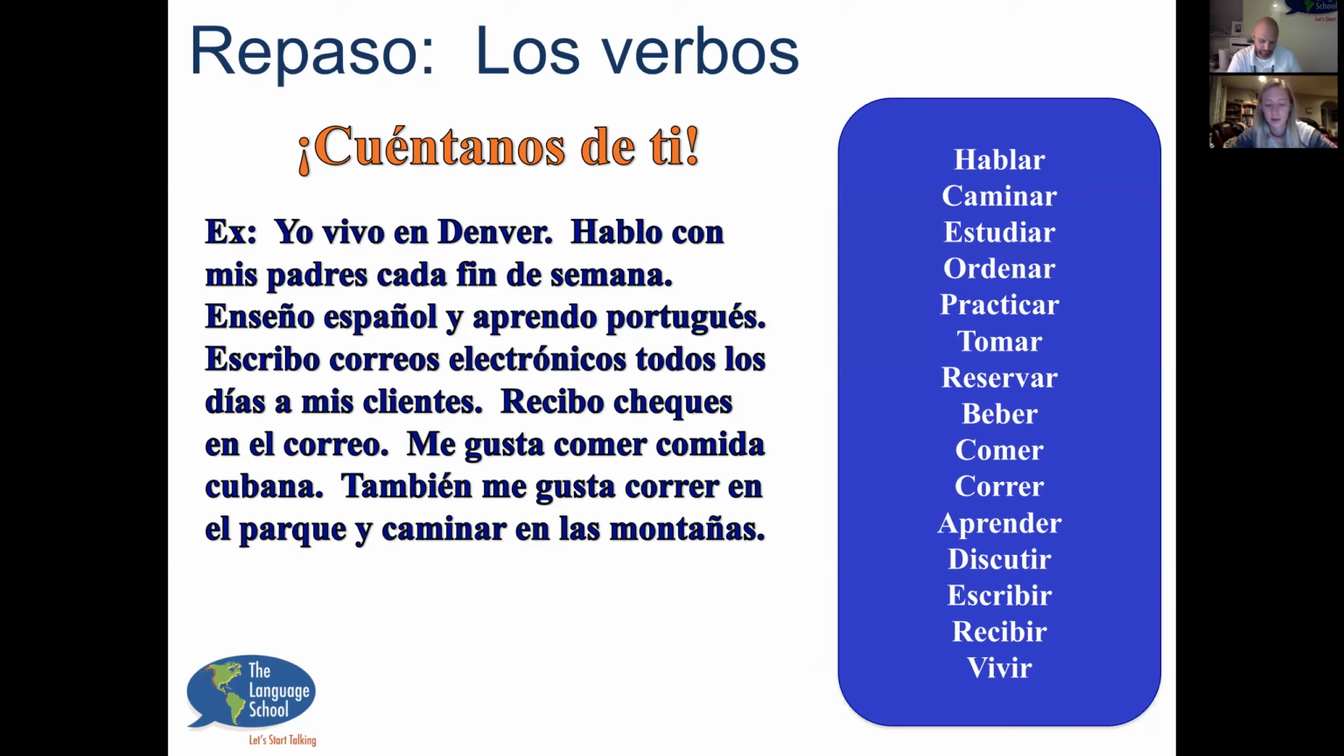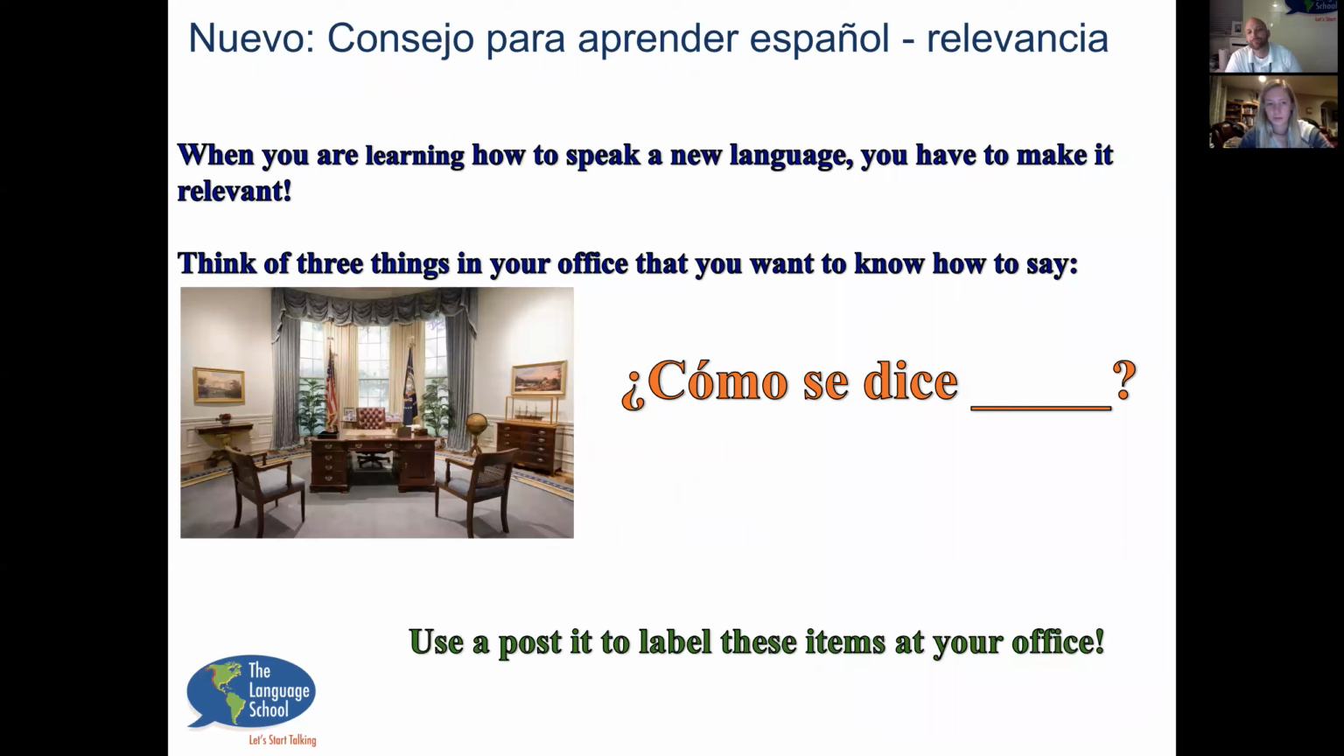Really good. Muy bien. So it's always a good idea to make learning Spanish relevant to you. Do you have any specific words, phrases, or vocabulary you want to learn?